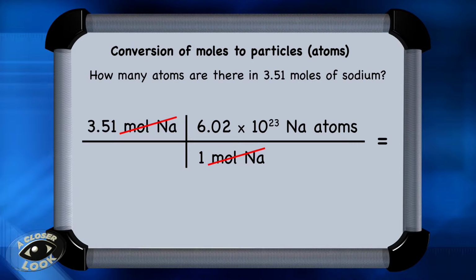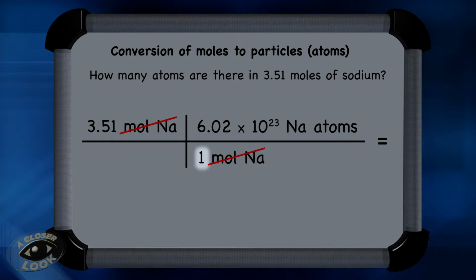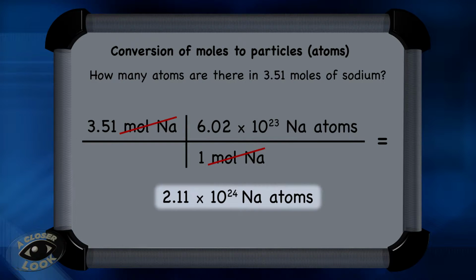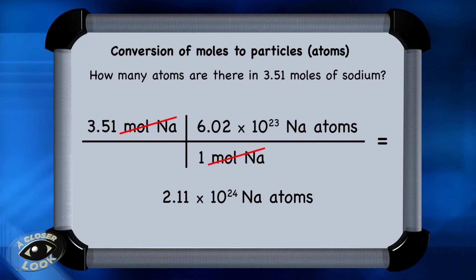If there are numbers other than 1 in the denominator, divide those numbers, but in this problem there is only a 1. So 3.51 times 6.02 times 10 to the 23rd will give us the number of sodium atoms, and the result is 2.11 times 10 to the 24th. That's how many atoms of sodium there are in 3.51 moles of sodium.